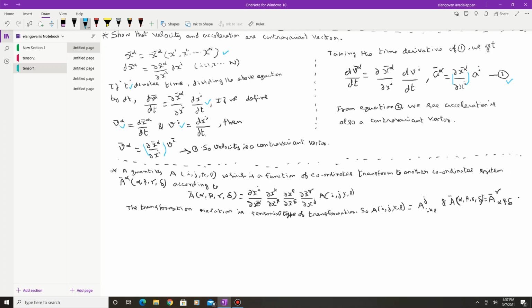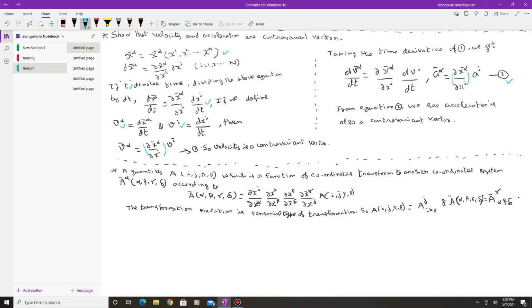So from equations 1 and 2 we see that equation 1 tells you that velocity is a contravariant vector, and equation 2 tells you that acceleration is also a contravariant vector. So the transformation relation is important. The transformation relation tells you whether the components are contravariant or covariant.